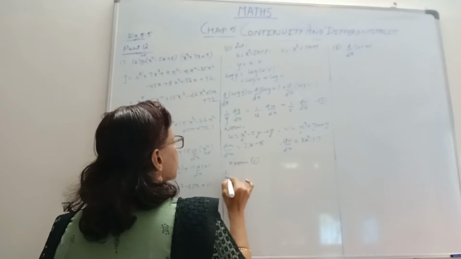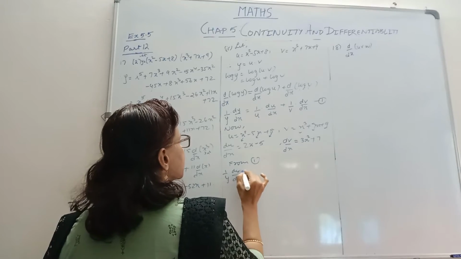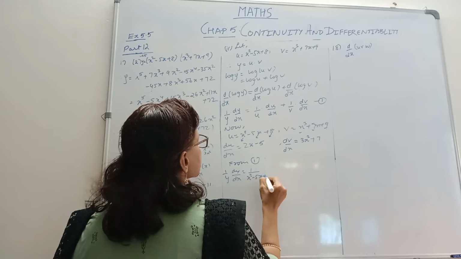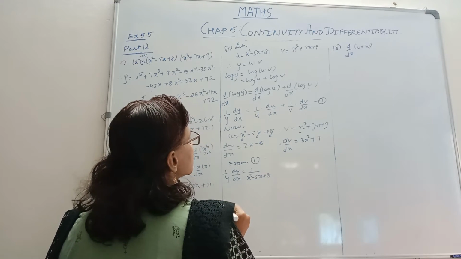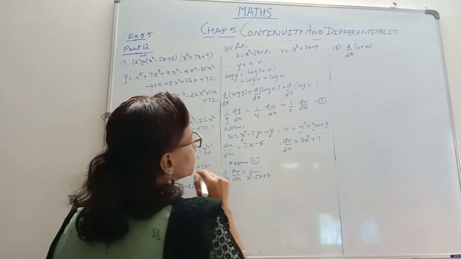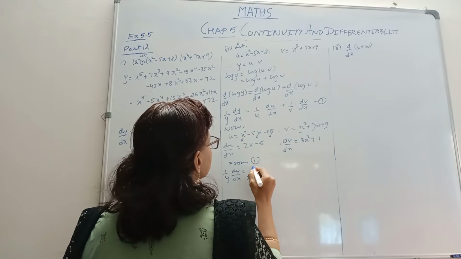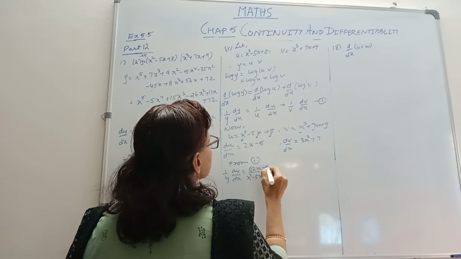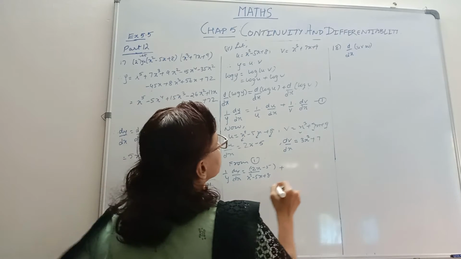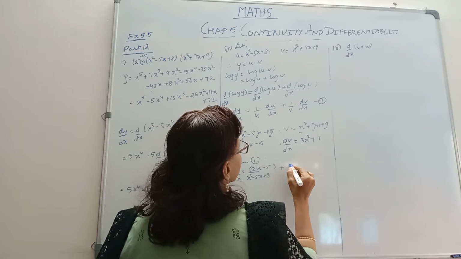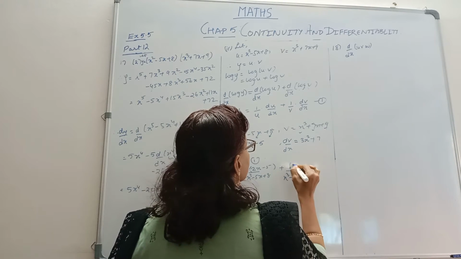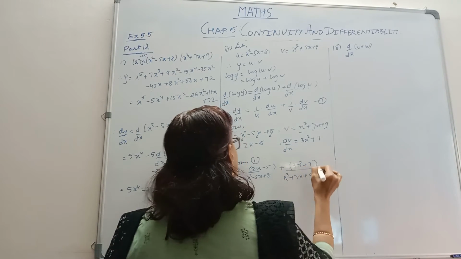So from 1, what happens? You get 1 by y dy by dx becoming 1 by u, which is 1 by x squared minus 5x plus 8, into du by dx, which is 2x minus 5, and here it is 1 by v, that is 1 by x cubed plus 7x plus 9, and dv by dx, which is 3x squared plus 7.